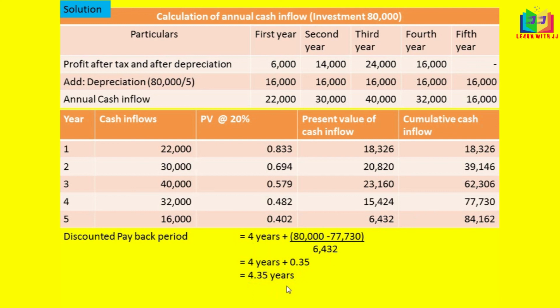Using this discounted payback period, we can choose the investment proposal. Here it is only one project, but you can compare with many projects and choose the one which gives the lesser discounted payback period. That investment, that proposal, will be chosen.